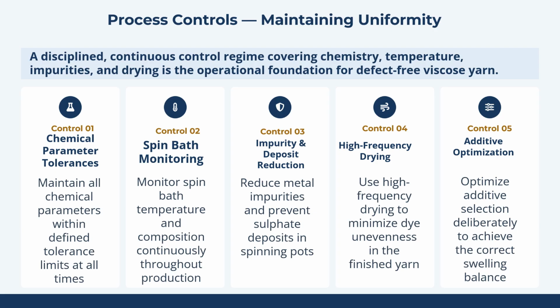Fourth, high-frequency drying should be used whenever possible to improve drying uniformity. Finally, additives should be selected and optimized carefully to obtain the desired swelling behavior. Together, these controls provide the operational foundation for producing defect-free viscose yarn.